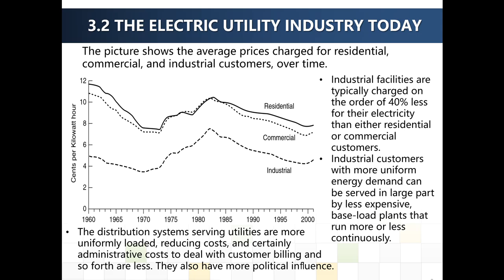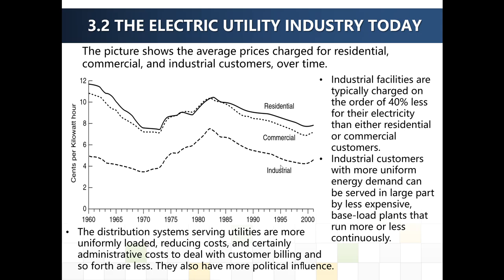The distribution systems serving utilities are more uniformly loaded. They try to reduce costs, certainly the administrative costs of dealing with customers, billing, and so forth. Therefore, the residential and commercial prices usually cost more. On one side, they usually account for the peak load demand that requires more expensive power, such as that produced by petroleum and natural gas. That is one reason the price for residential and commercial is high.